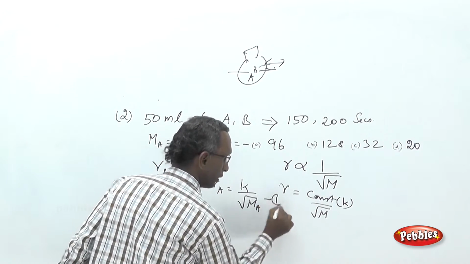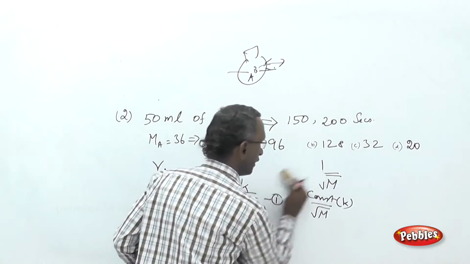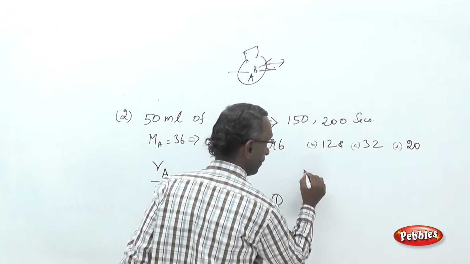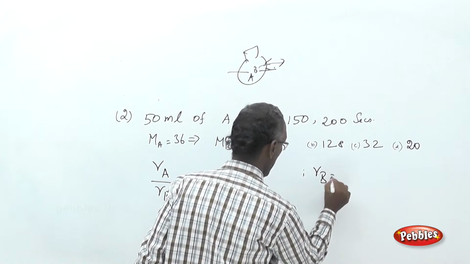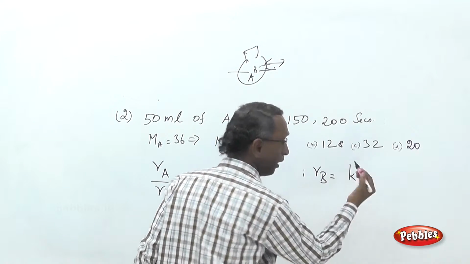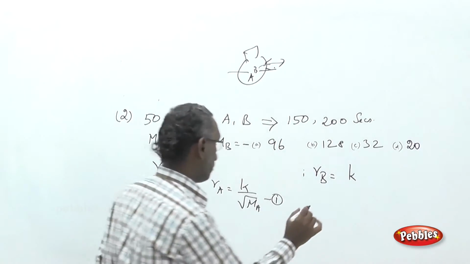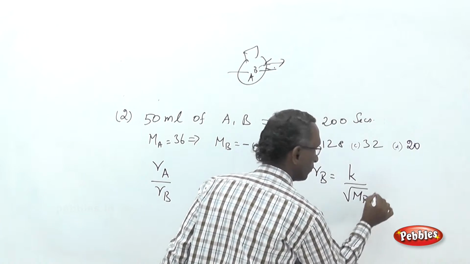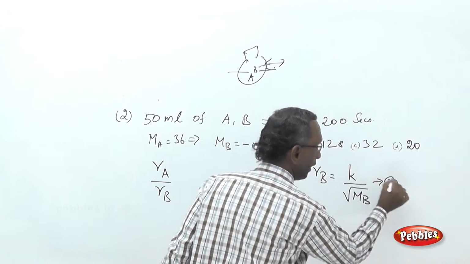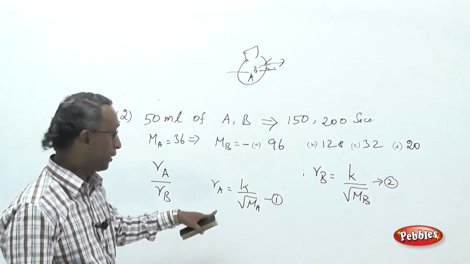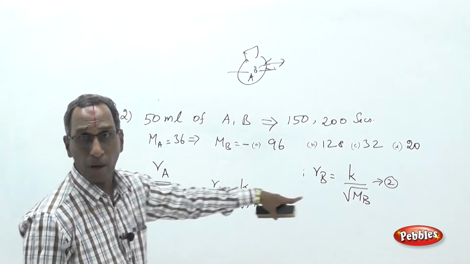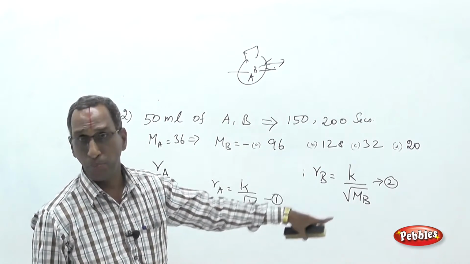This is one equation. Then the same Graham's law of diffusion can be applied for the second gas, B. You can write RB equals K by root of MB, the same constant will not differ. So first, Graham's law is applied to the first gas A, and Graham's law applied to the second gas B.